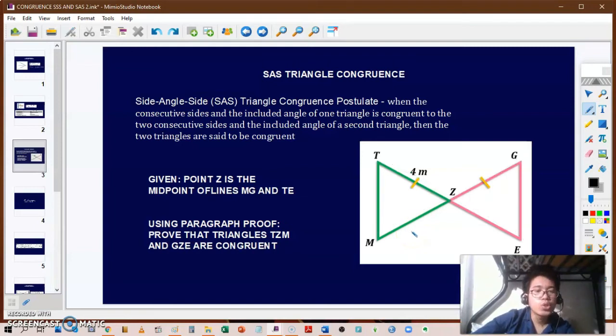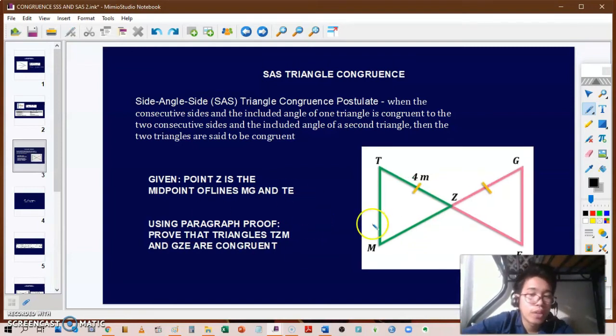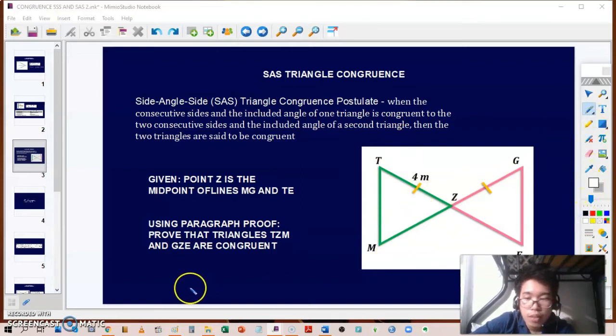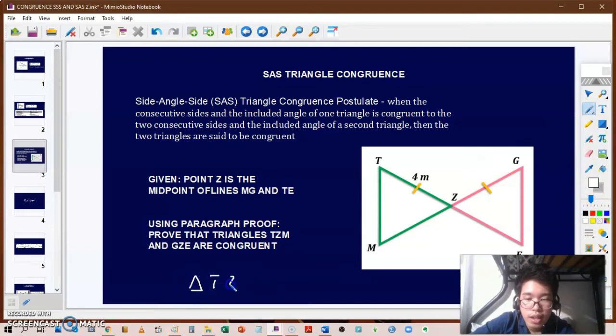So we're going to try to write a paragraph proof for this problem. Write a paragraph proof that proves that triangle PZM is congruent to triangle GZE.